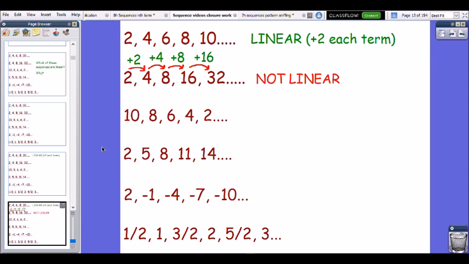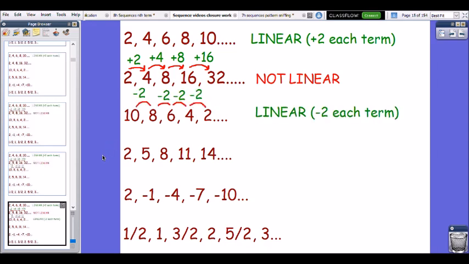Okay, next question. So 10, 8, 6, 4, 2. Can you think what's happening each time? Well, we're starting on 10 and we're taking away 2 each time. So does that make it linear? I'm going to tell you yes, that does make it linear, because really I'm adding negative 2 each time. If it goes up by the same amount, or if we're subtracting the same amount each time, that does count as a linear sequence. If it's going down by the same amount, that's absolutely fine. We still call this sequence linear. We're adding negative 2 each time.